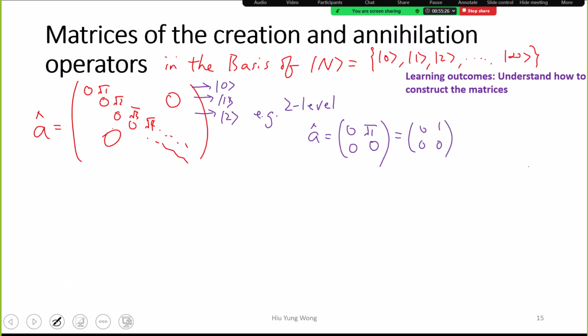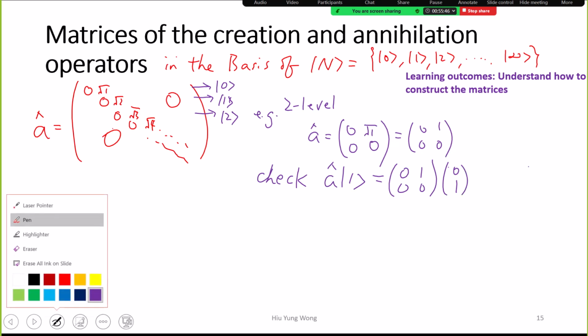Let's check. For example, if I apply A to state 1, I need to destroy 1, right? But what is state 1 in this notation, in this space? It is 0, 1, right? Because the top is 0.